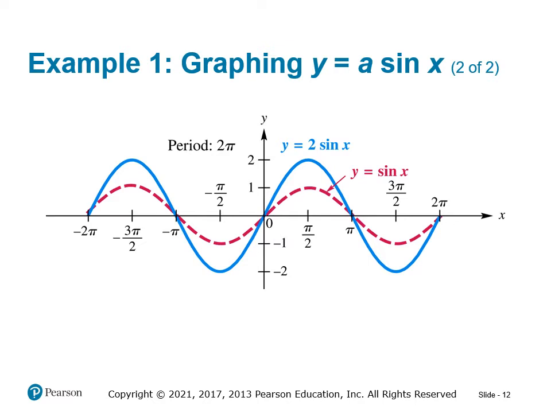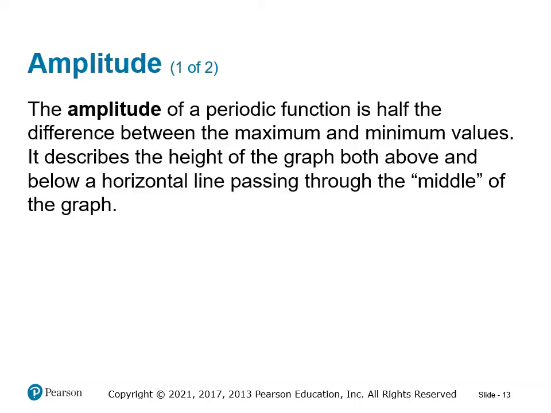Here we can actually see the graph. So what happens is it stretches it vertically. We still have the same x-intercepts, but now instead of our maximum at 1 and minimum at -1, we have a maximum at 2 and a minimum at -2. So this is called the amplitude.